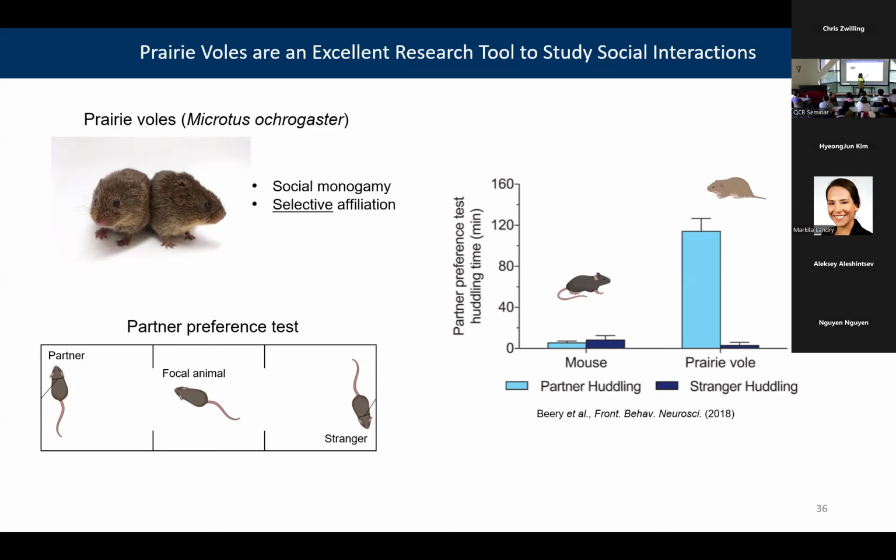So here we're just looking at partner preference tests, running this assay with just mice versus voles. So you can see a prairie vole will have a very strong preference to huddle with a known partner versus a mouse that doesn't really seem to care how much time, if at all, it spends huddling with either. So again, intuitively, I personally, if I had to huddle with somebody, I'd much rather huddle with a known person than a stranger. And that intuition is, again, something that surprisingly very few animals have.